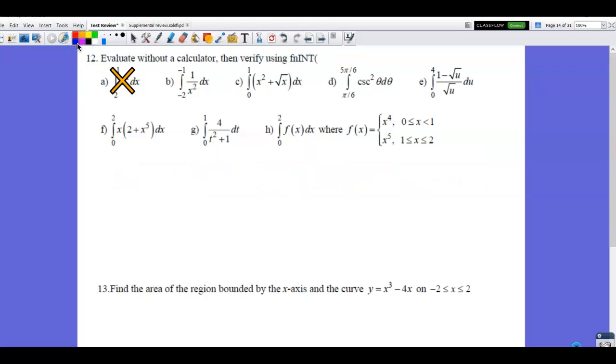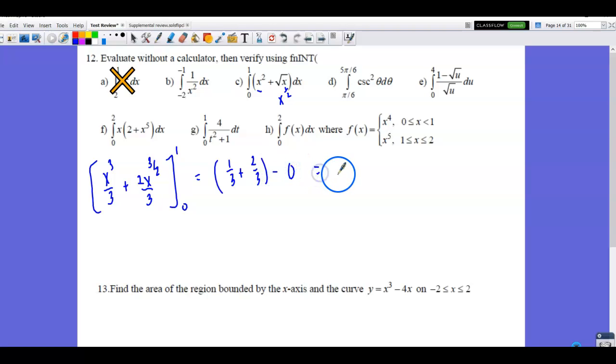For letter C, the antiderivative of x squared is x cubed over 3. I would make square root of x into x to the 1/2. The antiderivative, I'm going to increase the power by 1. That'll take me to x to the 3/2. Divide by 3/2 is multiply by 2/3. I check the bounds to make sure they are in order, and they are in the proper order. I'm going to substitute, and I'll get 1/3 plus 2/3 minus 0. Gotta love 0. And that's 3/3, which is 1.